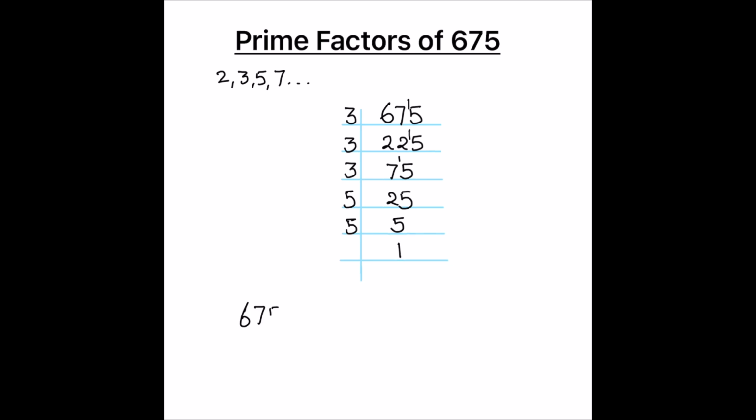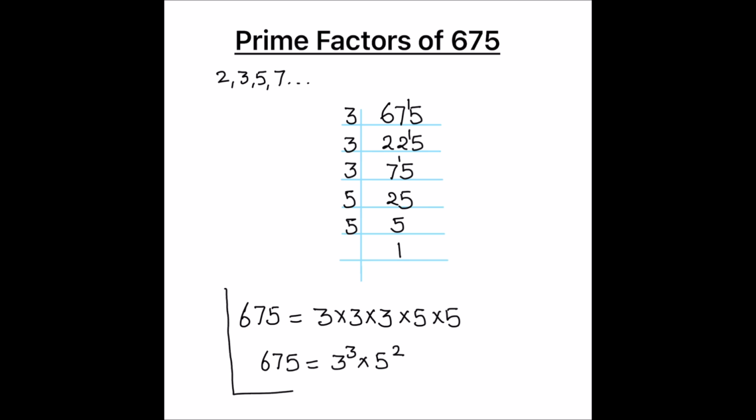Now we can write 675 as the product of its prime factors, which is 3 times 3 times 3 times 5 times 5. These are all the prime factors of 675. We can write the prime factors in exponent form as 675 equals 3 cube times 5 square. So these are the prime factors of 675.